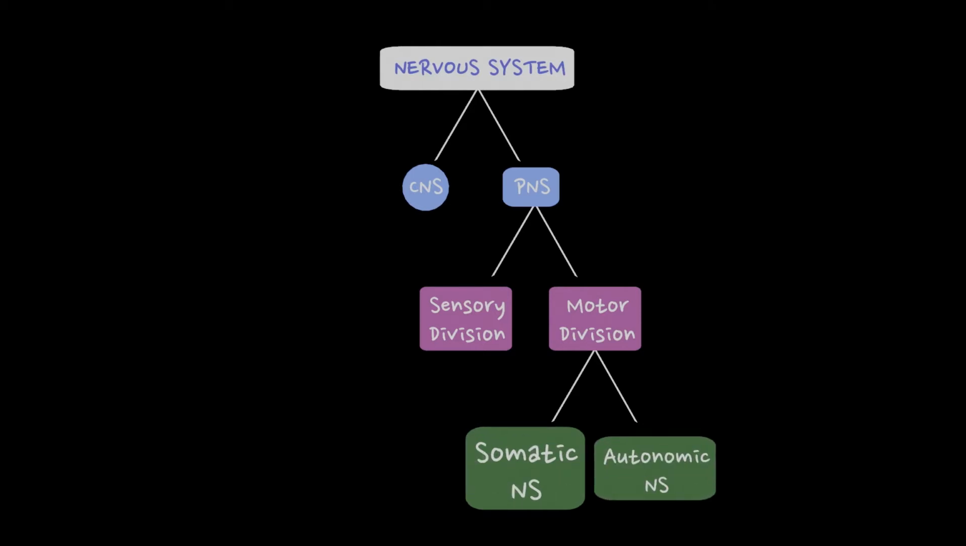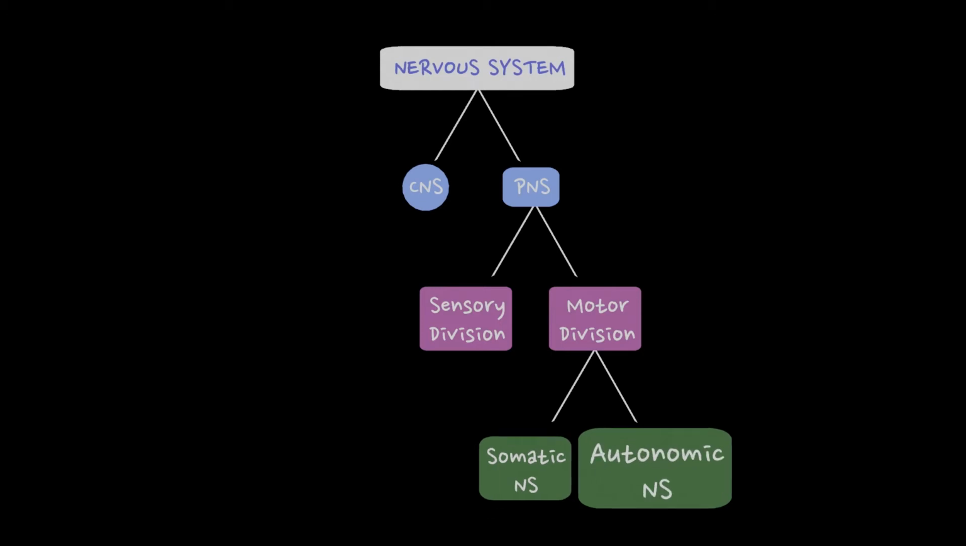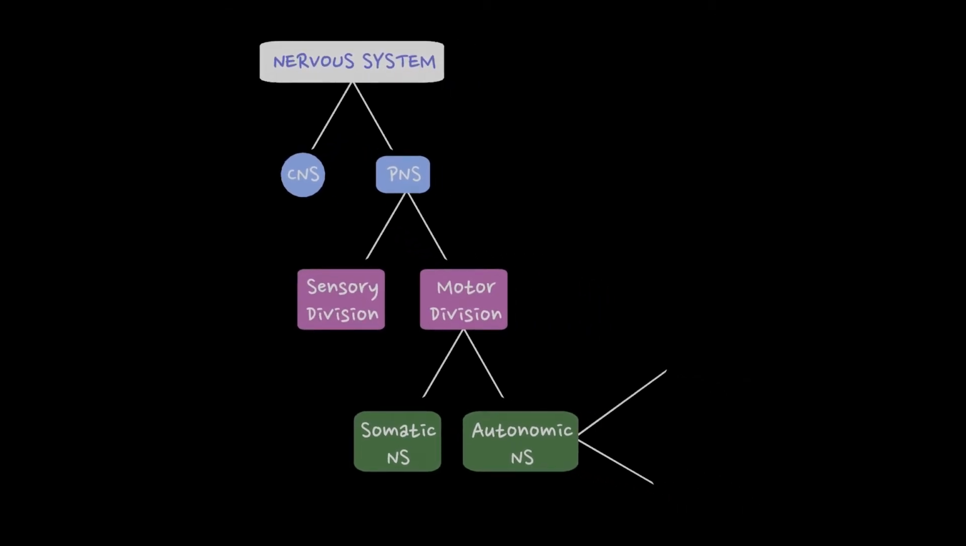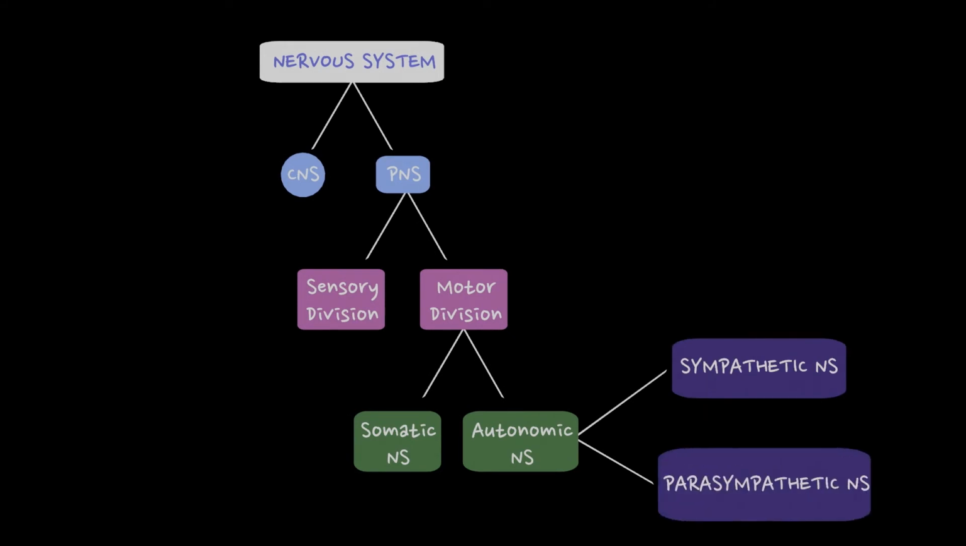The somatic nervous system is involved in mostly voluntary outputs such as movements of skeletal muscles, whereas the autonomic nervous system is involved in mostly involuntary outputs such as increasing or decreasing heart rate, etc. The autonomic nervous system is again divided into two, the sympathetic nervous system and the parasympathetic nervous system.